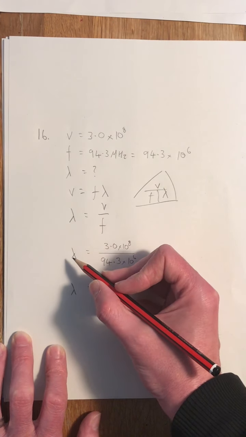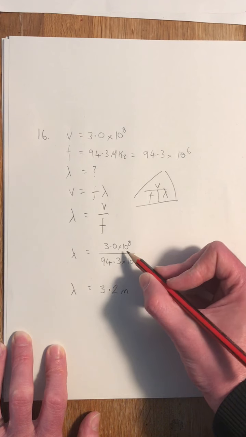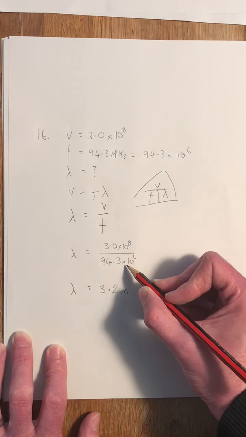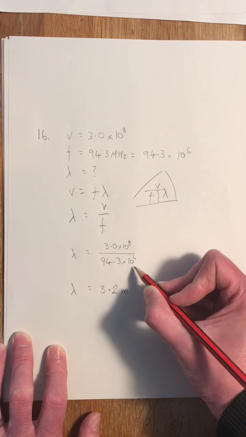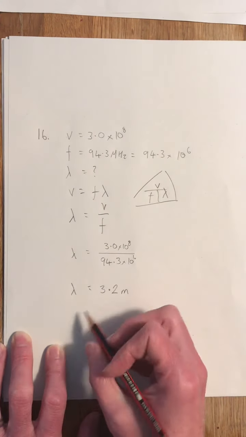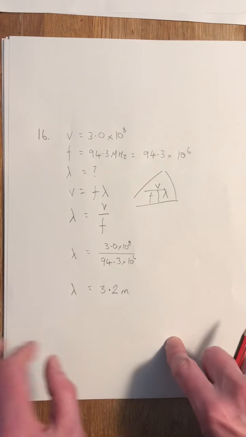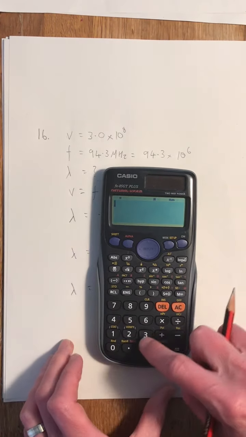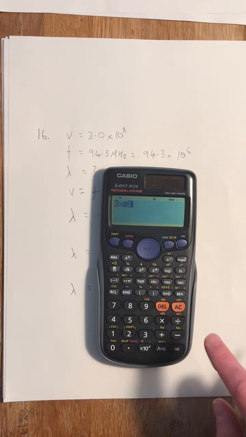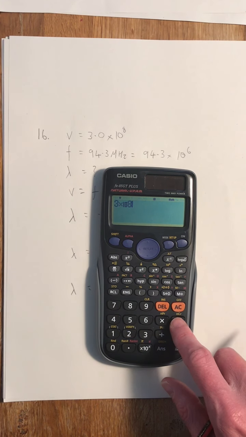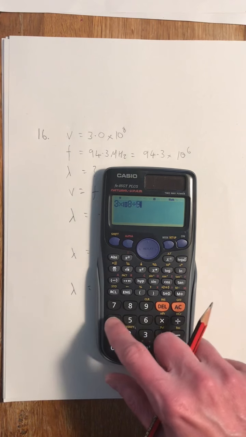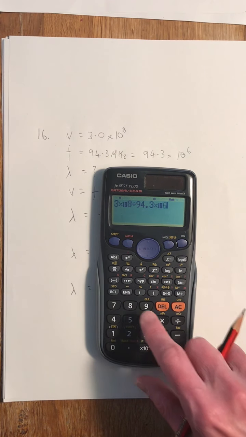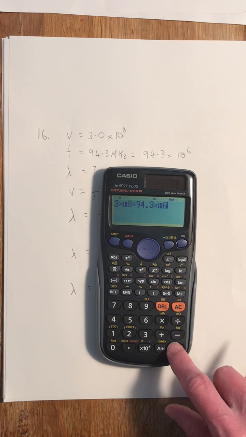Subbing the numbers in, lambda equals 3 times 10 to the 8 divided by 94.3, and we need the prefix converted, times 10 to the 6 because it was megahertz. Now that should come to 3.2 meters, to 2 significant figures. Let's try it in the calculator. So 3, magic button 8 to give us the 3 times 10 to the 8, divided by 94.3, magic button times 10 to the 6. So that's how it goes in your calculator.